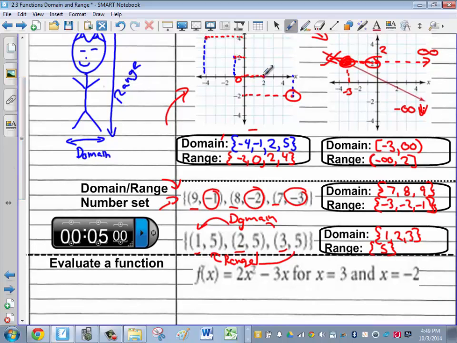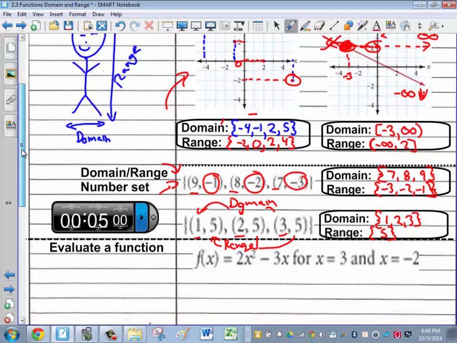So that's how you find the domain and range for not only sets of points, but for graphs that are step functions like this, little dot graphs, or even line graphs like that. Take this information and use it wisely, everyone. Use it wisely.